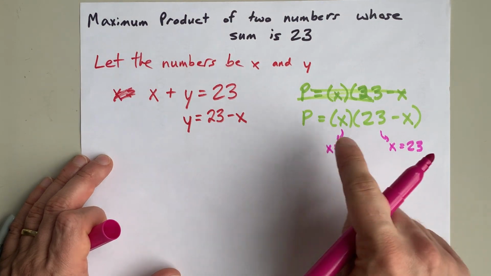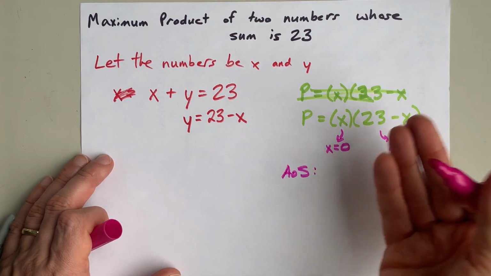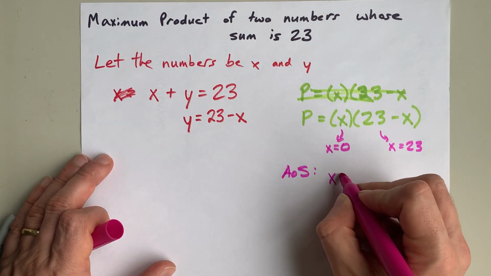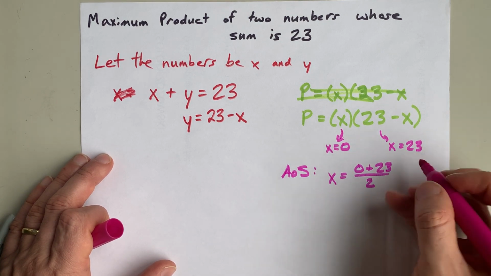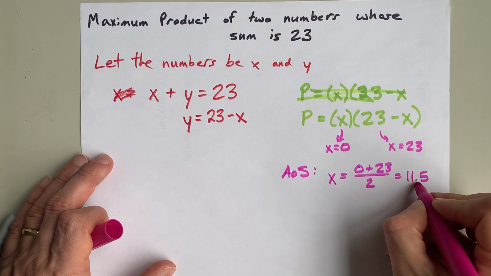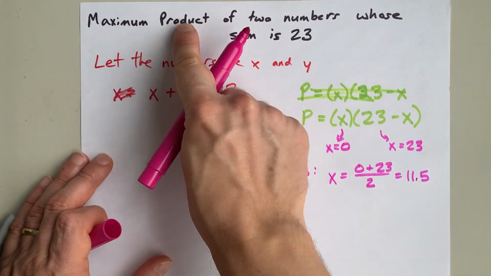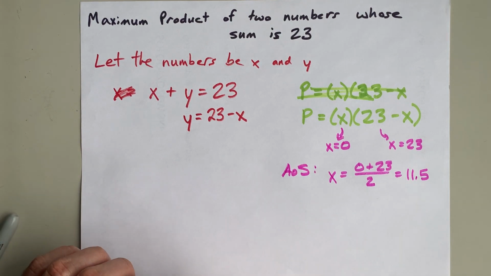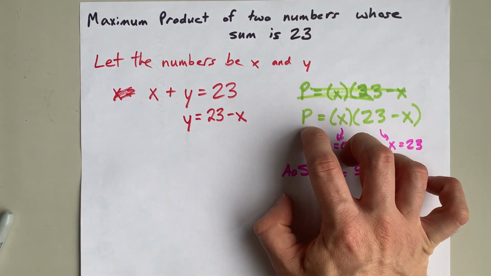What that actually means for a parabola is that the axis of symmetry, or the value of x where the product is at a maximum, is the average of those two x-intercepts. That gives me an average of 23 over 2, or 11.5, if you prefer. So that means the product is maximized when x is 11.5. You can plug that straight into this equation to get p.